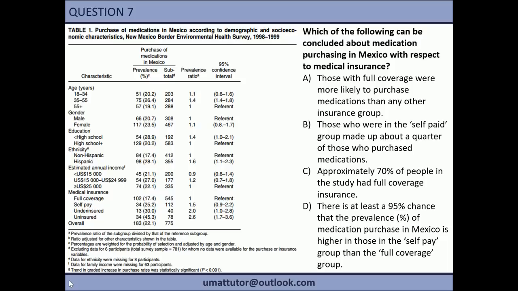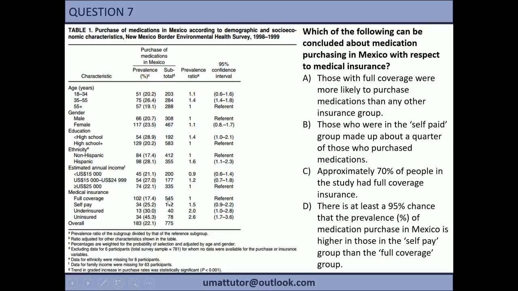Option C, approximately 70% of people in the study had full coverage insurance. So now we're looking at the third column here. We're looking at the subtotal for each of the four groups here. For full coverage, we've got 545, and that's out of a total of 775 people in the whole study. And so we're being asked if that is roughly 70%.